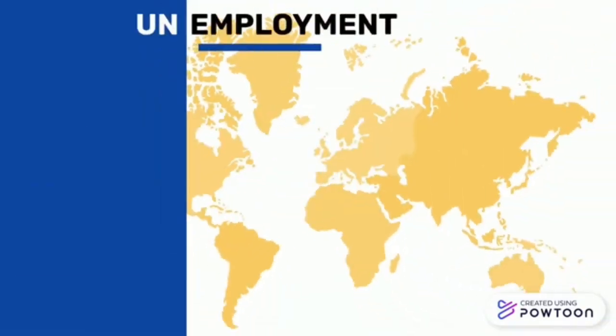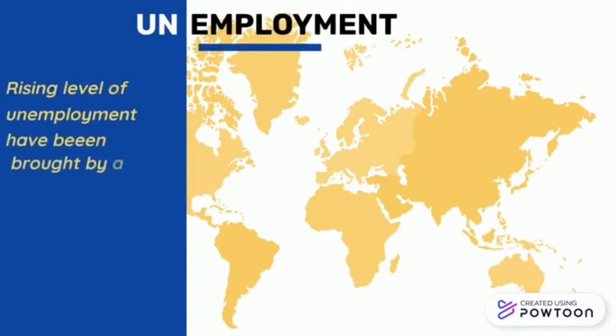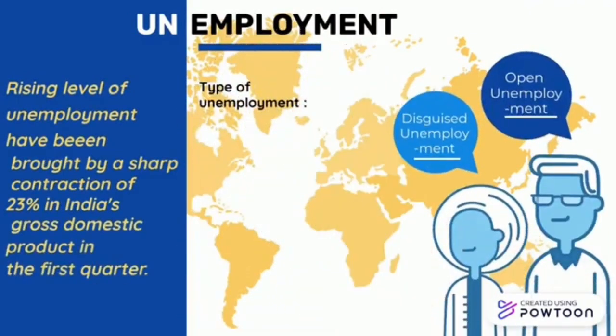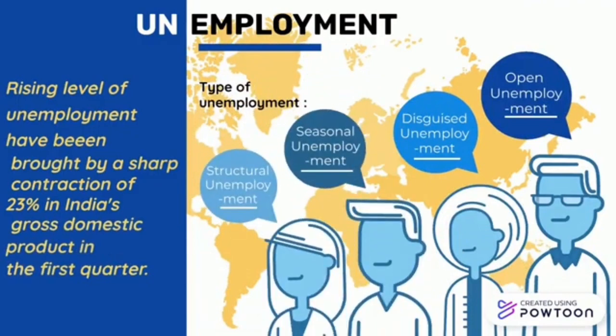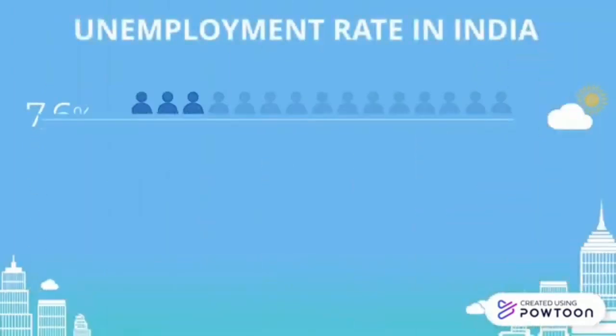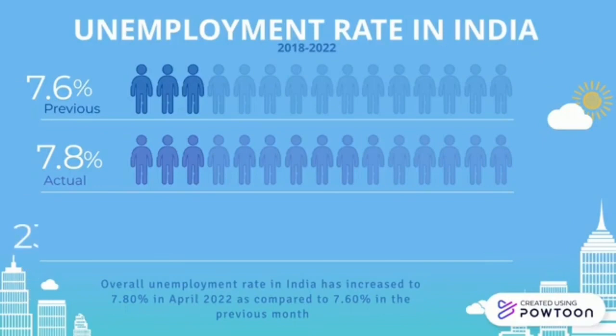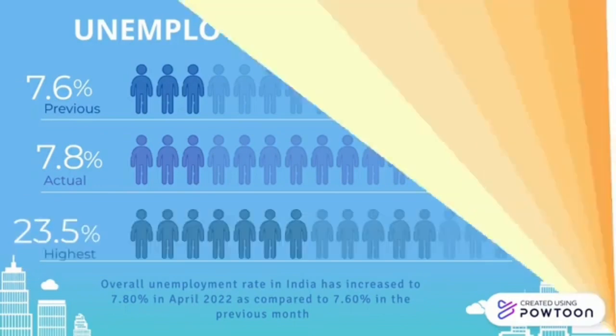Unemployment. Rising levels of unemployment have been brought about by a sharp contraction of 23% in India's gross domestic product in the first quarter. There are a few types of unemployment: open unemployment, disguised unemployment, seasonal unemployment, and structural unemployment. Employment rate in India from 2018 to 2022.